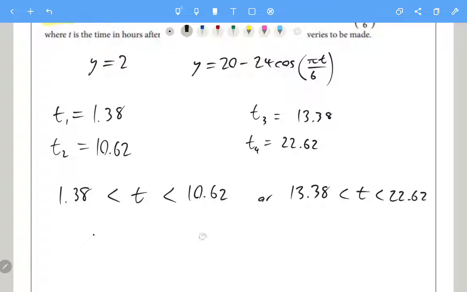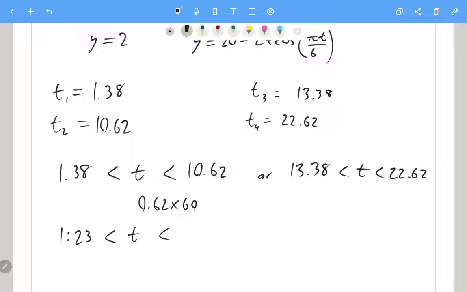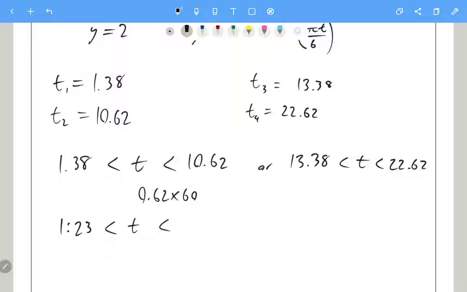If I wanted to do it exactly, well, I'd need to just do the conversions. So 0.38 hours times by 60 equals 22.8. So I'm going to round that to 23, and so I get 1:23 less than t less than, same thing for the 10.62. 0.62 times 60, 37.2, so I'm going to round that down to 37, so we get 10:37 a.m. And I probably won't use the t notation anymore, I'd rather just give it as a time interval.